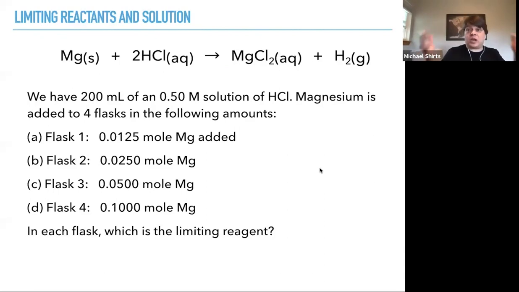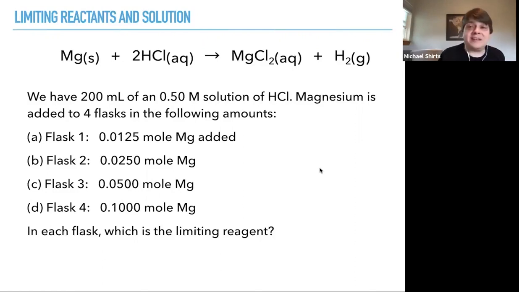So let's do a limiting reactant problem. We have a reaction here, solid magnesium reacting with hydrochloric acid. There's a demo I used to do on this. I used to do this demo in class, which we can't this year. I have a video of some other people performing this demo.